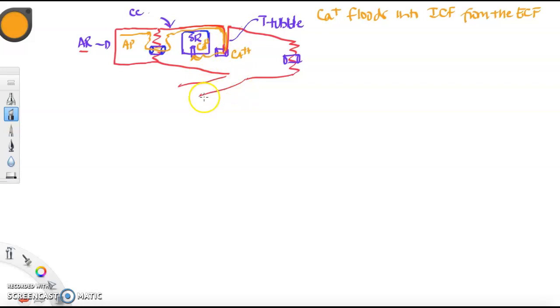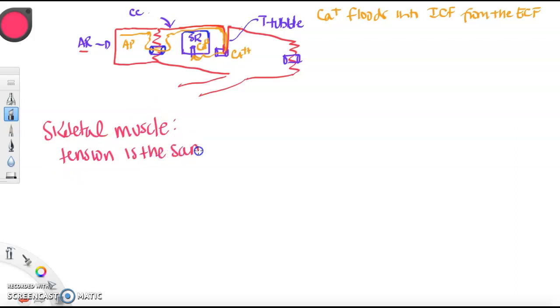Okay, so how does that affect pressure? What does that do? Well, let's compare the two. In skeletal muscle, tension is relatively the same for every twitch. So what does that mean?